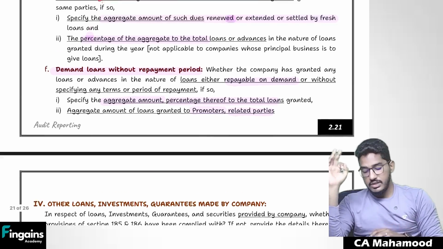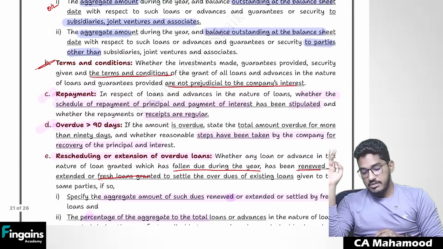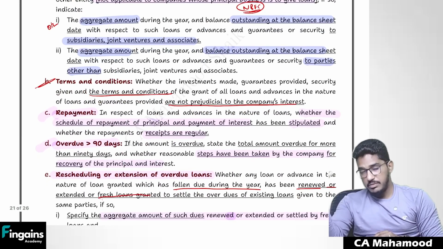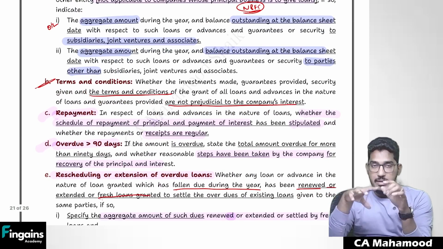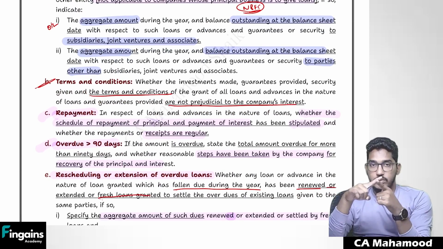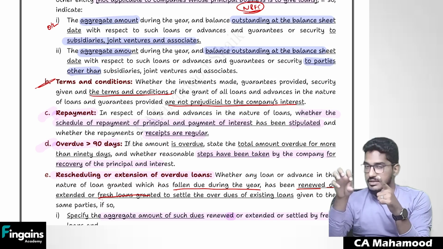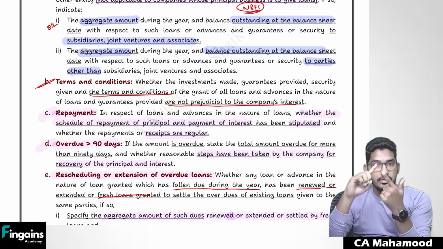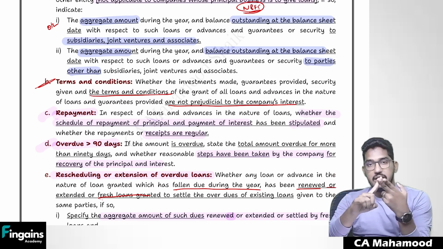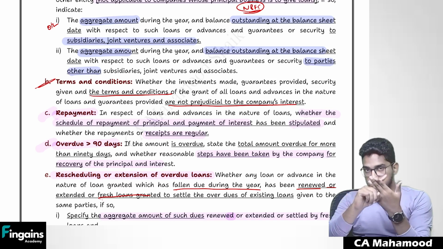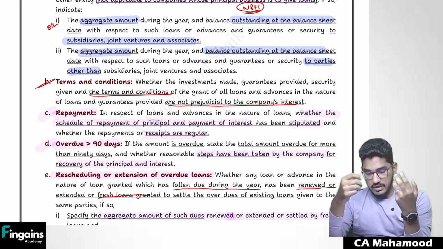Clear? So this is the third matter under CARO regarding investments, guarantees, loans, advances given by the company. In that, 6 sub matters are there. Number 1, I need to segregate the amount for related parties and other than related parties. Number 2, I need to check the terms and conditions. Number 3, I have to check whether repayment is getting collected on time or not. If it remains overdue for more than 90 days, what steps are taken for recovery?